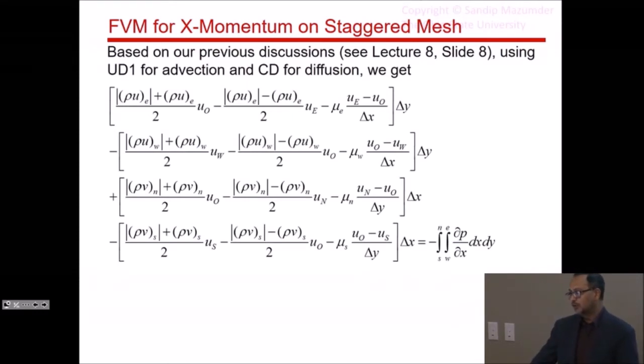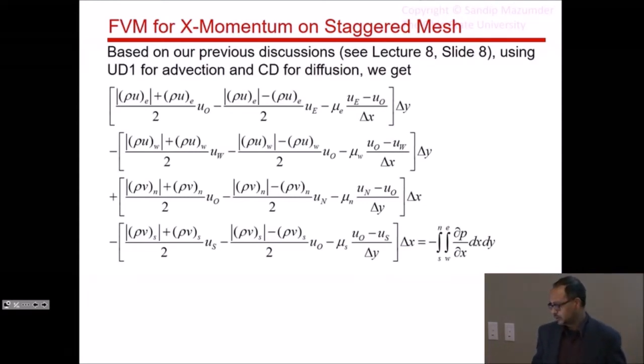All right. So, based on our previous discussions, see lecture 8, slide 8. This is our advection diffusion equation with first order upwind and central differencing for diffusion. Now, what I have not done here is I have not used any interpolation for these link coefficients. I have retained the face values as is.